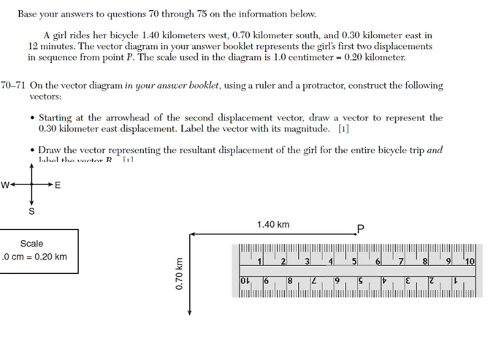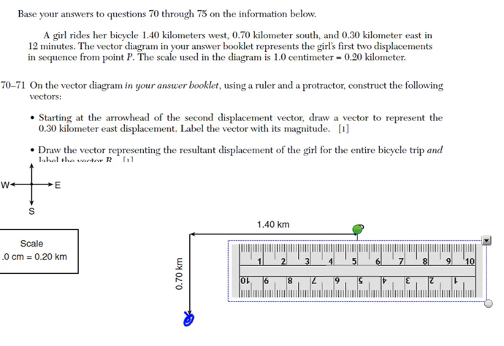All right, on the vector diagram in your answer book, use a ruler and a protractor to construct the following vectors. I'm going to start at the arrowhead of the second displacement vector, so I'm going to start right here, and I'm going to draw a vector to represent the 0.3 kilometers east displacement. All right, so I know 1 centimeter is 0.2 kilometers, so 0.3 kilometers is going to be 1.5 centimeters.